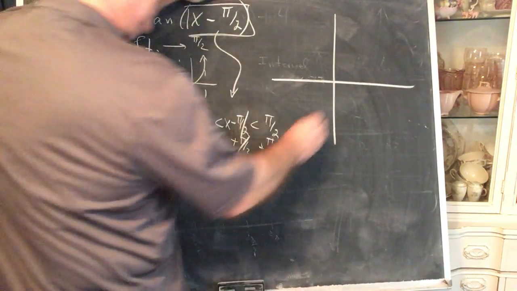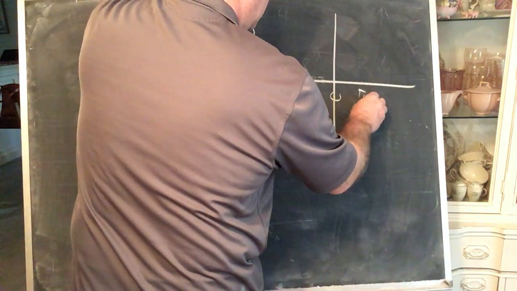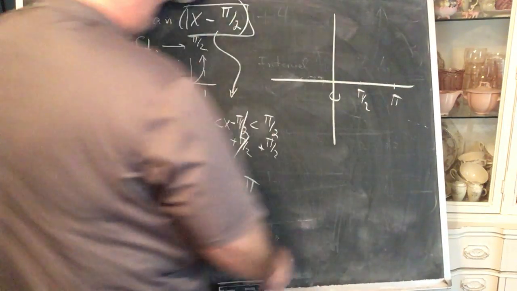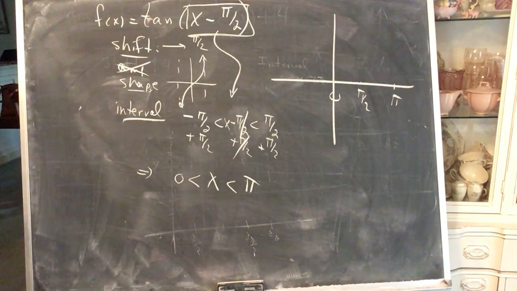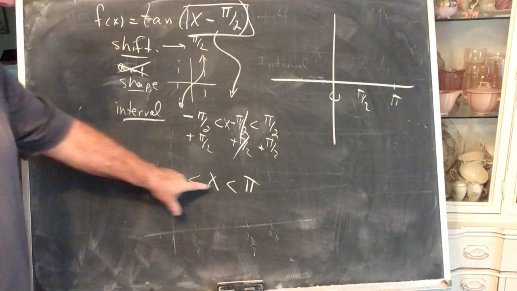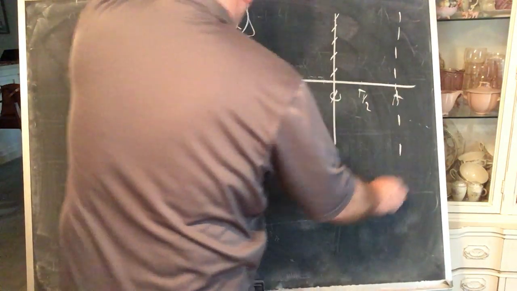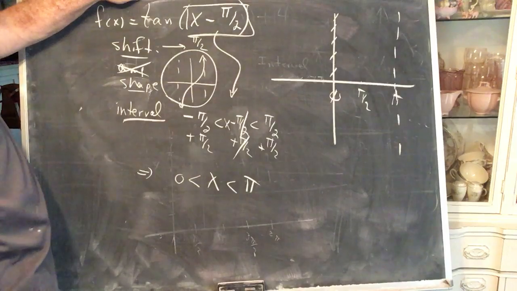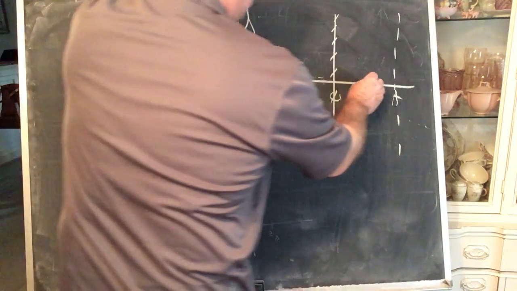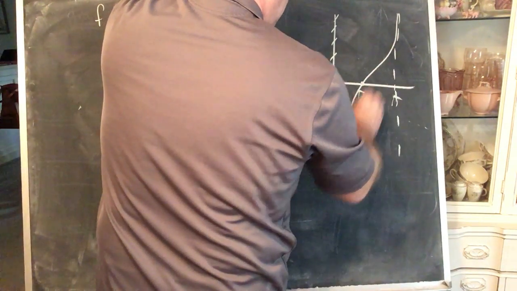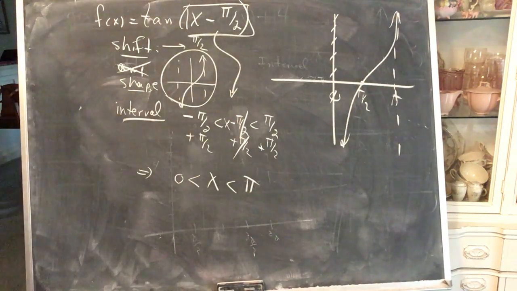So our interval goes from 0. Here's pi over 2. There's pi. Remember, for tangent and cotangent, I am not concerned with the vertical scale. Asymptotes go at 0 and pi. And then this picture goes between those two asymptotes. That's not too much of a challenge. That will be sufficient for our cause. So there's the graph of the tangent of x minus pi over 2 function.